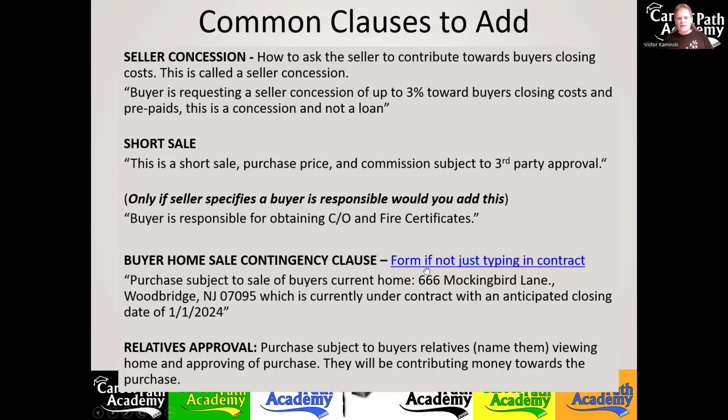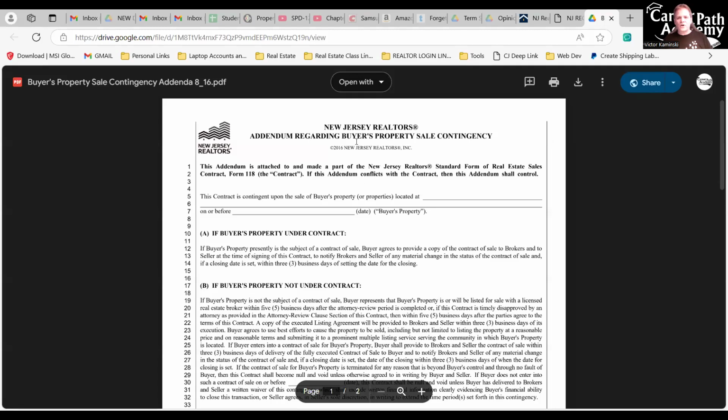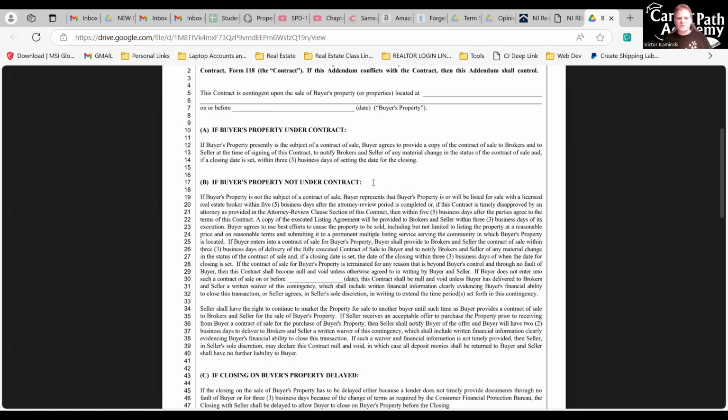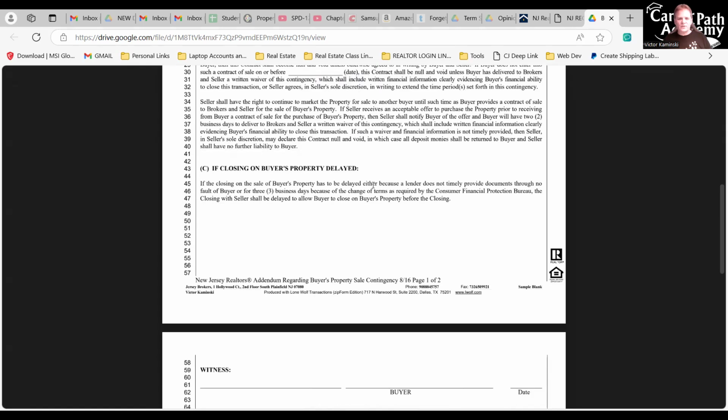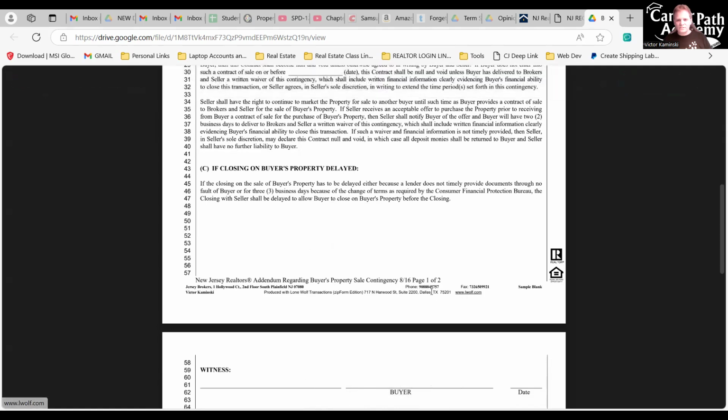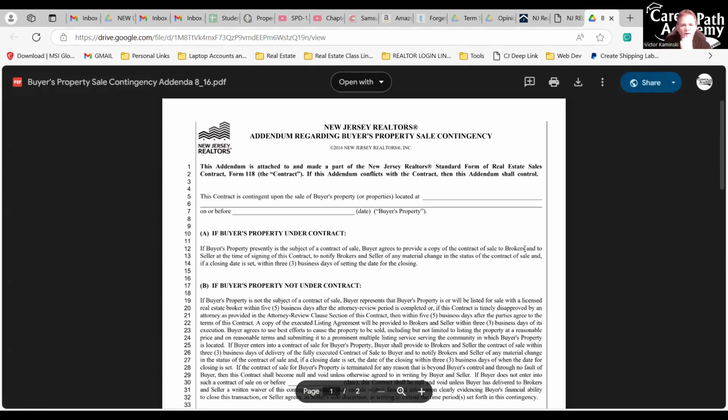Now, let me see. It looks like I got a form linked here. Instead of just typing in the contract this clause, there actually is a home buyer's addendum regarding buyer's property sale contingency. That's what they call it. So it looks like the Realtors Association finally put something together about this. Well, they put it together a while ago already, I guess. Let me see, is there a date on this? 8/16. Oh, it doesn't say the year. All right.